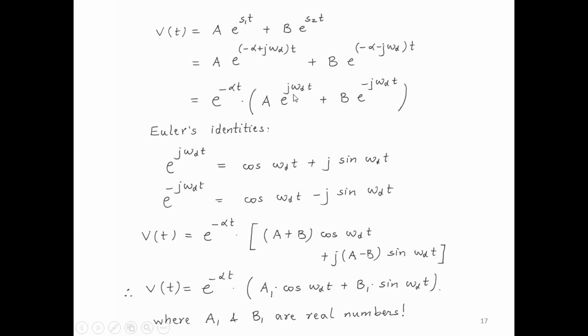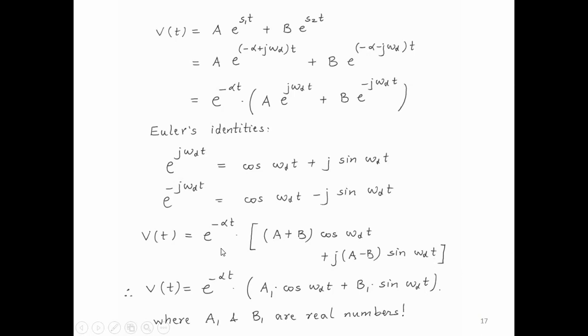Alright, so okay, this is what we'll do. We know that e raised to j something can be written as cos something plus j sin something. These are Euler's identities. You are familiar with these. So cos plus j sin, cos minus j sin. So we substitute for e raised to j something here and for e raised to minus j something here in terms of cos and sin. And then we combine the cos terms and sin terms.